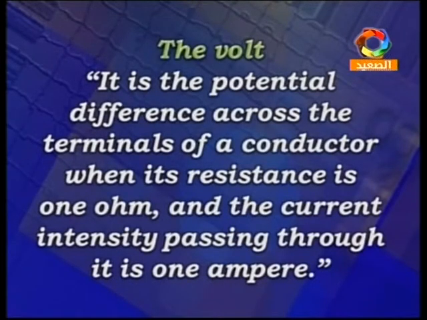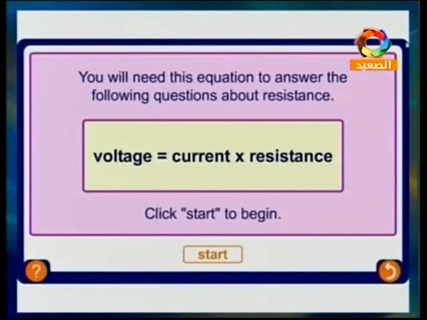So here we have the definition of volt, the definition of resistance, ohm, and the electric current intensity, or ampere. After that, we have some questions about voltage, current, and resistance. We have the voltage here, it's current times resistance.